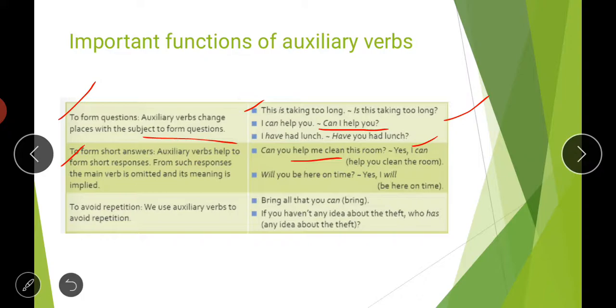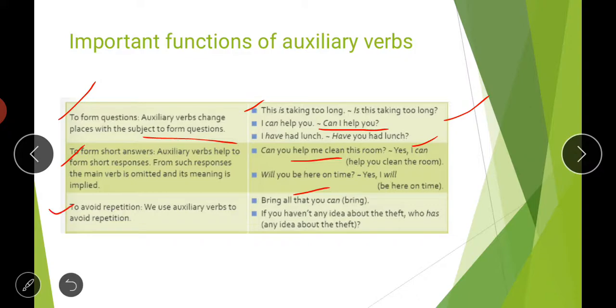So to form short answers to questions, auxiliary verbs help to form short responses. In such responses, the main verb is omitted and its meaning is implied. Even then, its meaning is clear. So, "Can you help me clean this room?" "Yes, I can." Similarly, "Will you be here on time?" "Yes, I will." Like this, we are not writing a complete or detailed answer. We are just replying easily with the help of these auxiliary verbs.